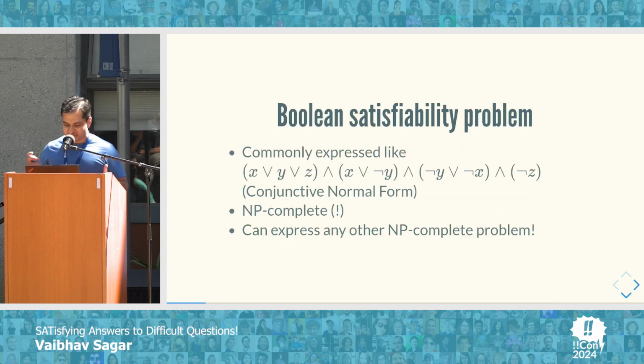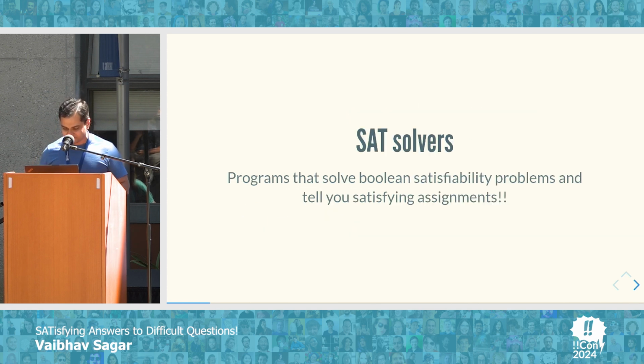And it's commonly expressed in this form, where these clauses are joined together by ANDs, and each clause consists of a bunch of literals that are ORed together. So it's a bunch of ORs ANDed together. And this is known as conjunctive normal form. And as I mentioned, this is NP-complete, which means that it can express any other NP-complete problem. And finally, I can tell you what a SAT solver is. SAT solvers are programs that solve Boolean satisfiability problems and tell you satisfying assignments.